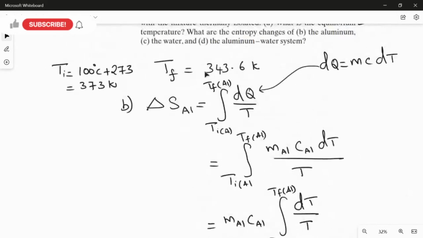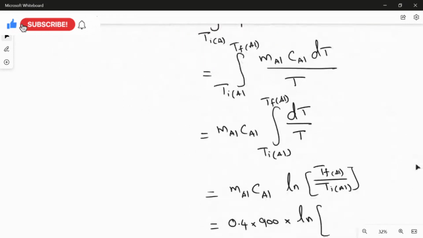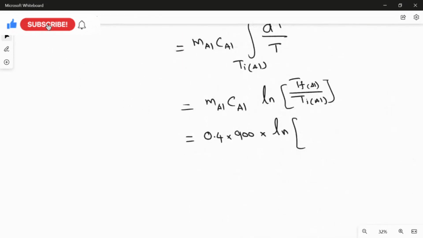I have to take this value. This is common for both water and aluminum. So 343.6 divided by 373 Kelvin, which is equal to 100 degrees Celsius, which is the initial temperature of the aluminum.